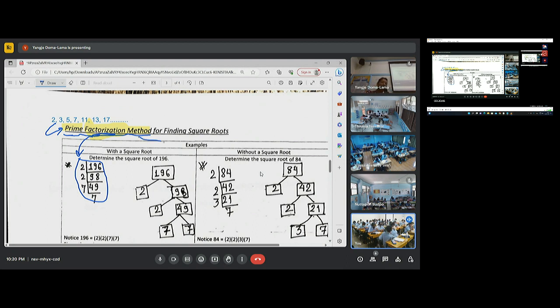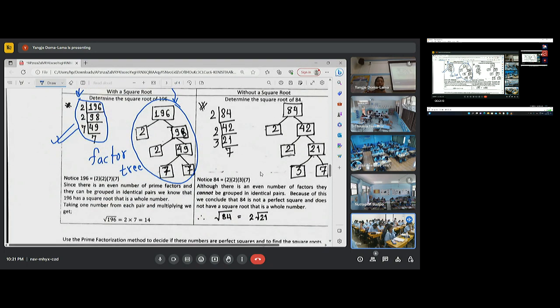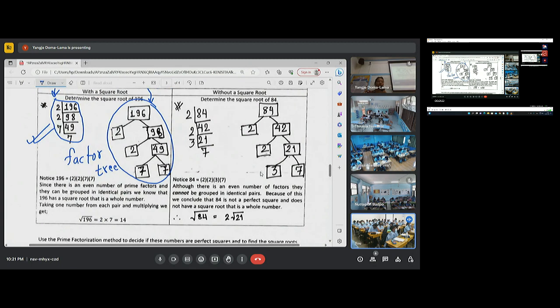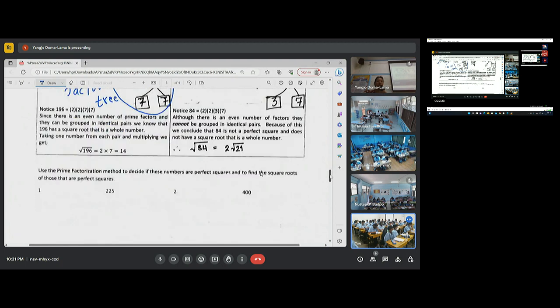And this is also prime factorization method, but this we call it factor tree. Okay? Understand? Prime factorization can be shown in two ways. One by division method, one by factor tree. Okay? But I will use this one. Easy. Okay, look here. Now this 196 and 84 is an example of how you look at the prime factorization method.